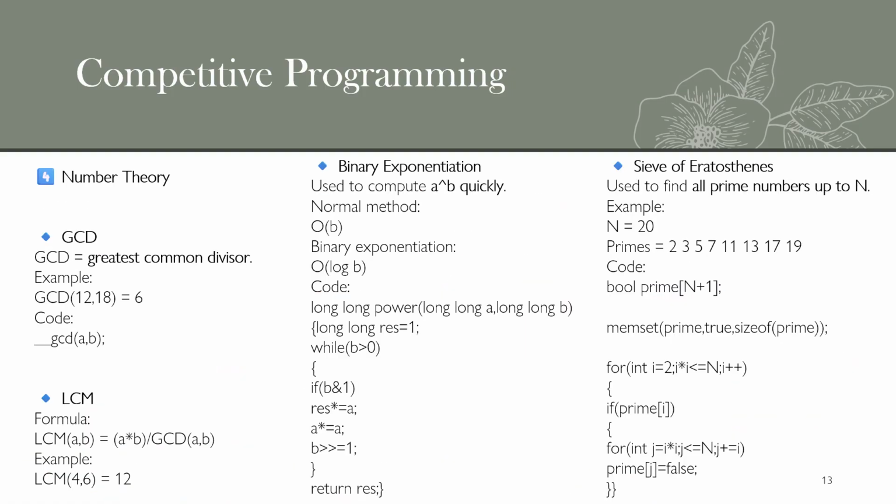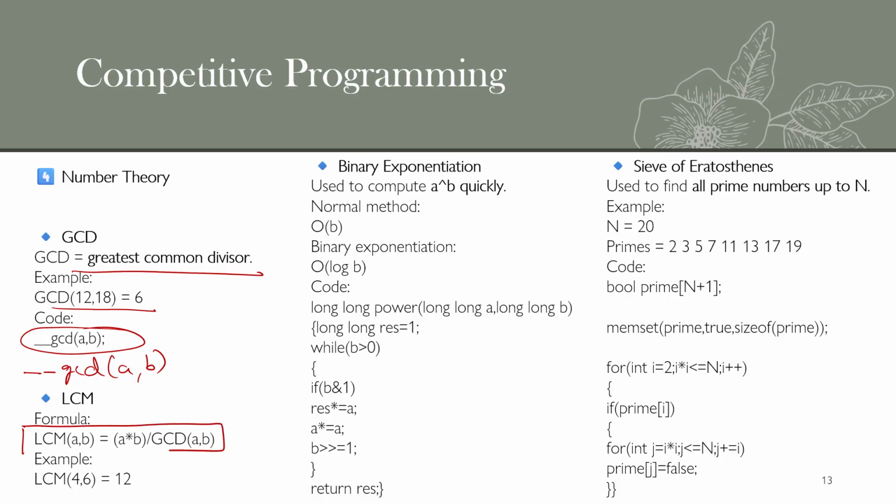Now we'll be starting with number theory. In number theory, we have GCD and LCM. GCD of 12 and 18 is 6, and this is the code: __gcd of a comma b. LCM is equal to a into b divided by GCD of a comma b. Very important formula.